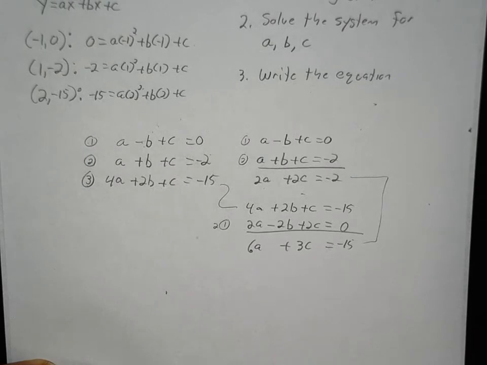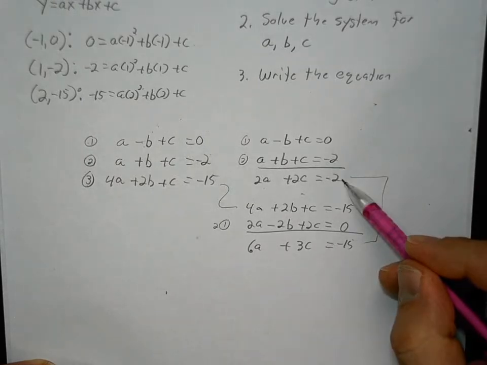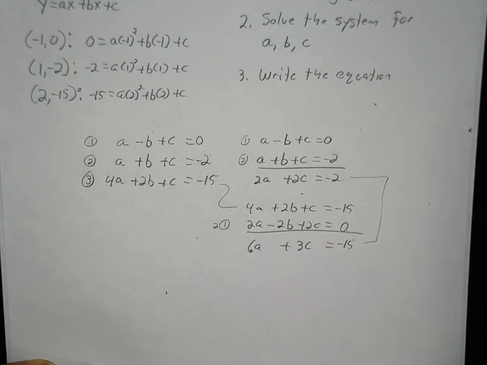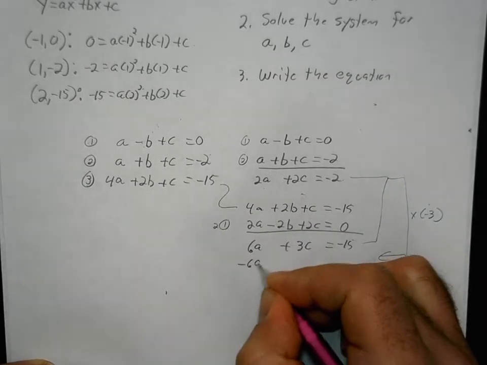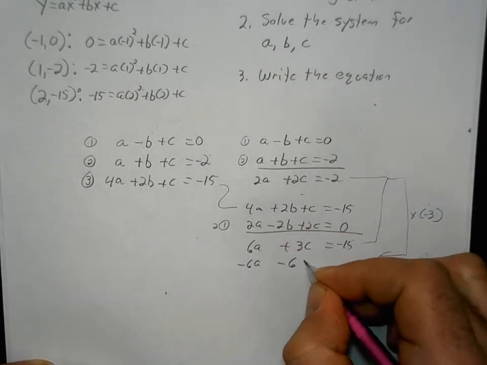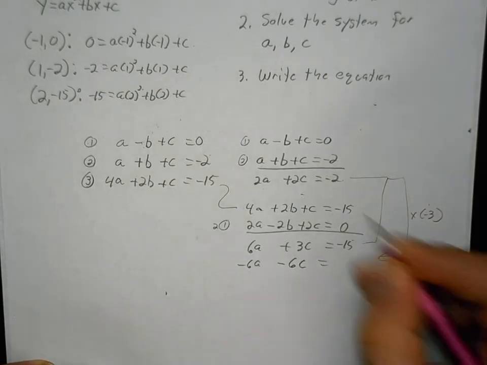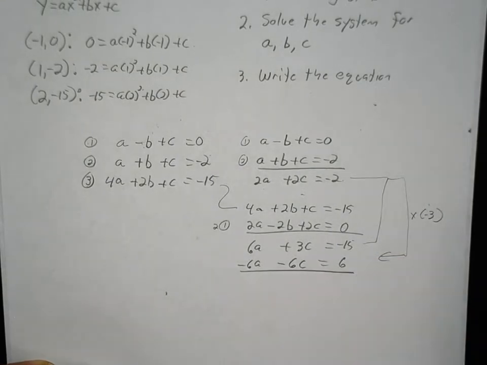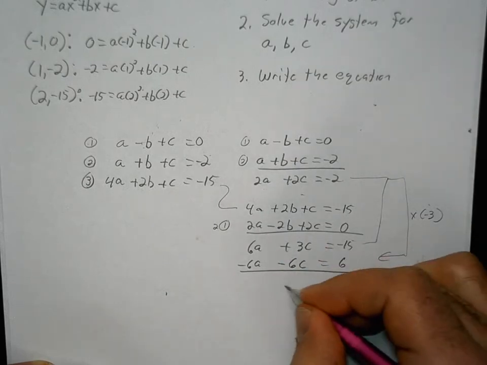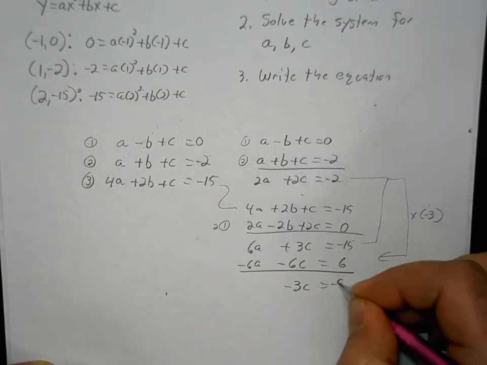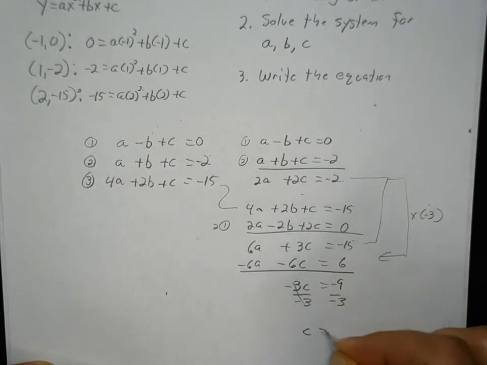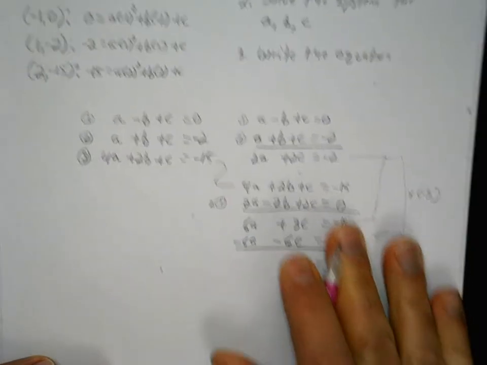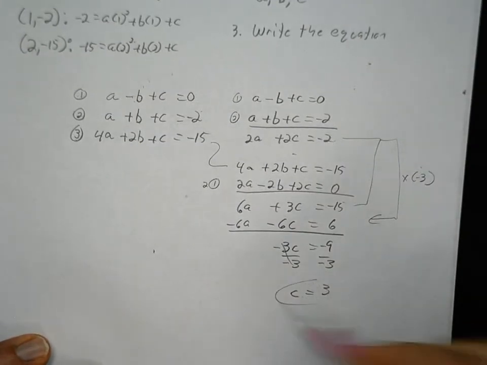So maybe I'm going to multiply this equation by -3. Let's see, that's going to give me -6a, -6c equals 6. Okay, so the a's are gone. I got -3c equals -9. Divide by -3. Looks like c equals 3. Alright, so we've got the first variable.